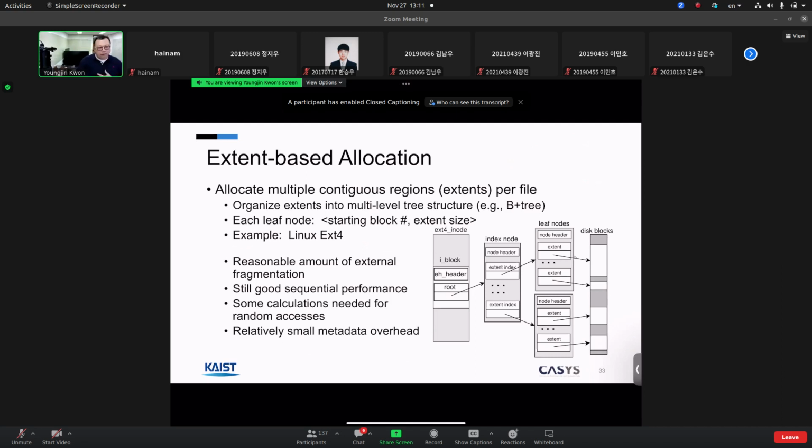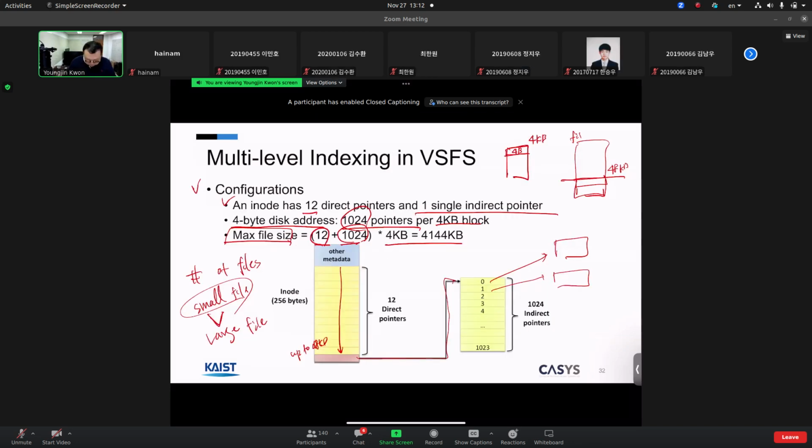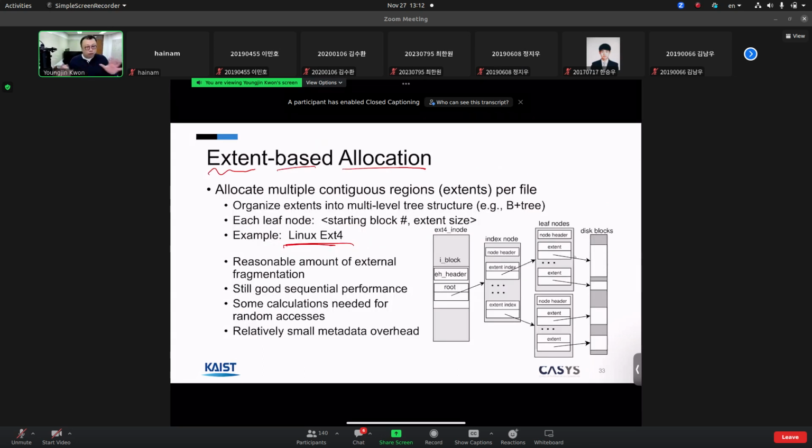The other popular one is extent-based allocation. Even today, file systems use this scheme, as a replacement for multi-level indexing. Multi-level indexing is also very popular, and extent-based allocation is popular. If you want to design a file system, those two are the most popular ways of indexing the directory block. But let's take a look at what an extent is.